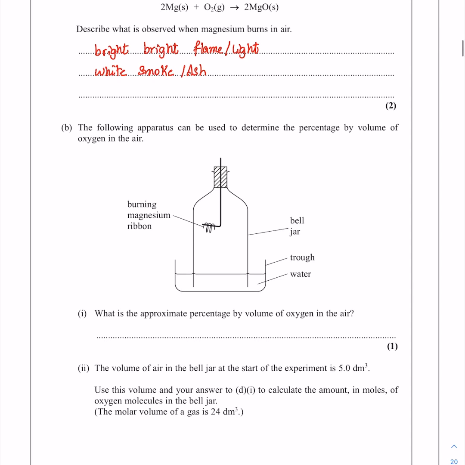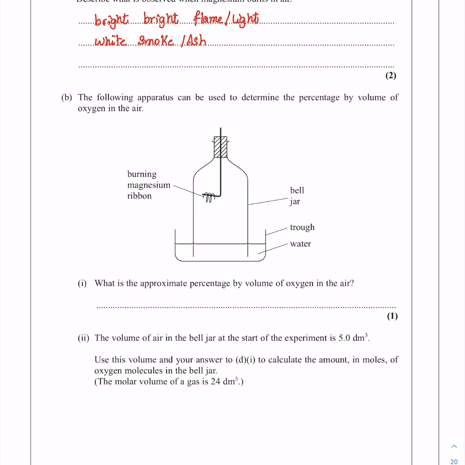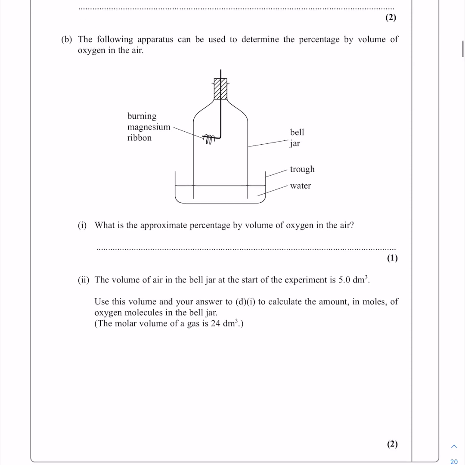Question B. The following apparatus can be used to determine the percentage by volume of oxygen in air. Get a trough, put water in it, and put a bell jar inside with magnesium that will undergo burning. Question I. What is the approximate percentage by volume of oxygen in air? The percentage of oxygen in air is about 21%.